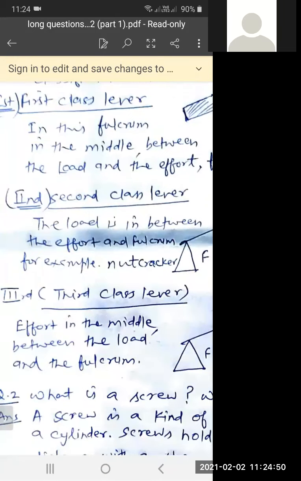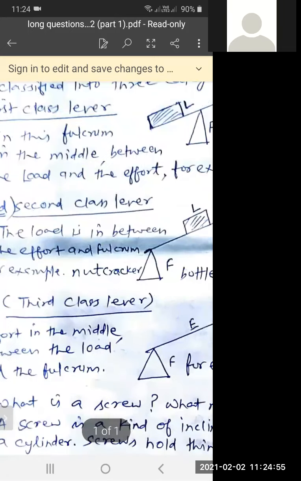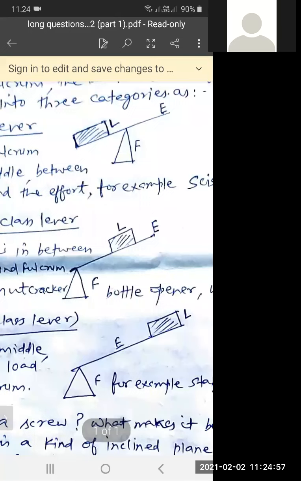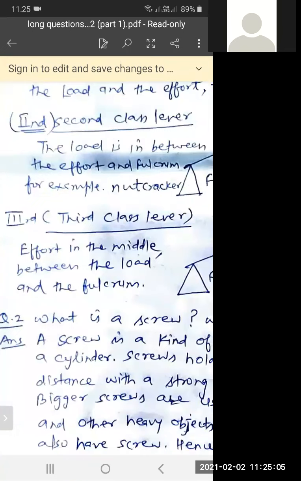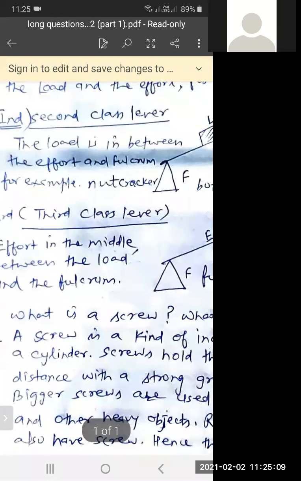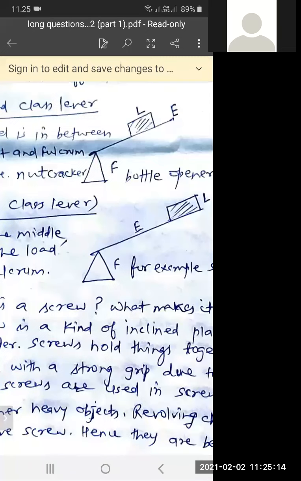Is it clear, students? You can see the diagram, first class, second class. I have shown the diagram. It is already in your book also. We'll go for the third class of lever. Now effort is in the middle. Load has moved a little bit to the extreme right, but effort stayed there.